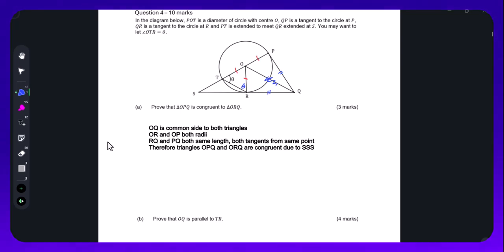For the next question, prove that OQ is parallel to TR. So first up, given that OTR is theta, as it mentions in the question, this will also mean that ORT is going to be theta due to it being an isosceles triangle. And that also means that angle TOR at the top here is going to be, I'm just going to write it up here so it's a bit easier to see, 180 minus 2 theta. So that's angle TOR.